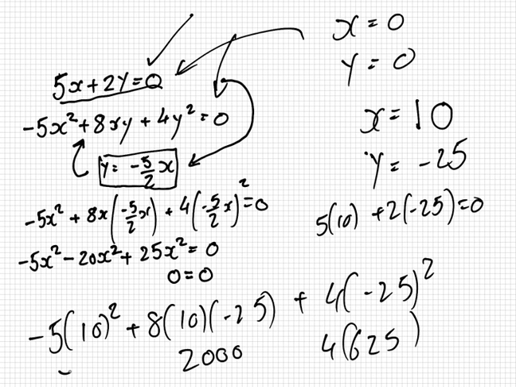And then this is minus 500. I don't know, I don't have a calculator. So what does this equal? This equals 0. It's equal to 0. See what's happening?